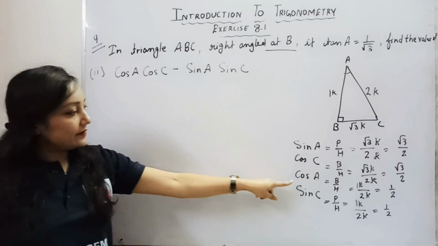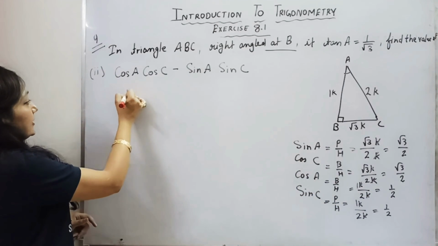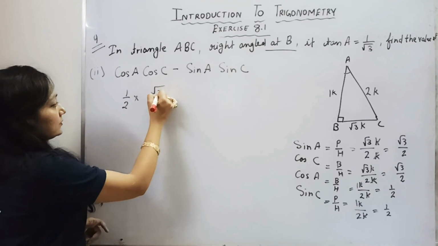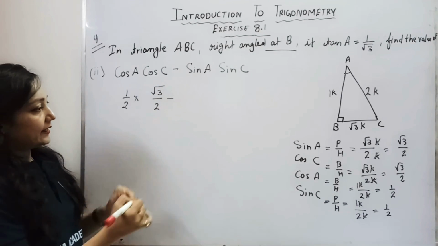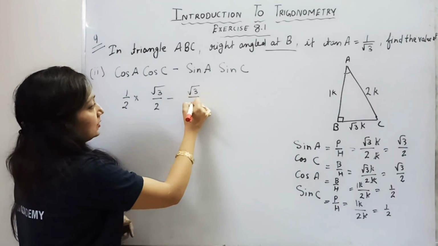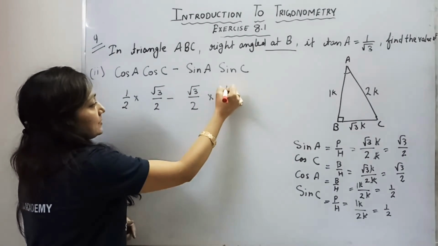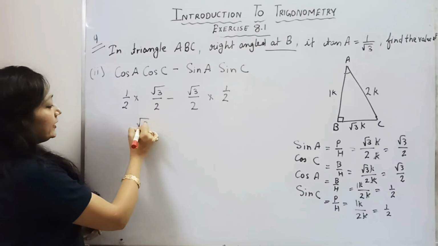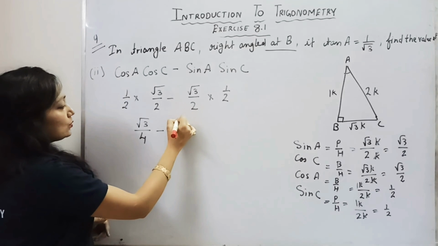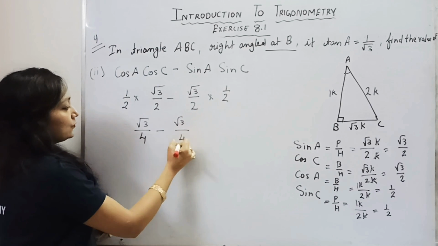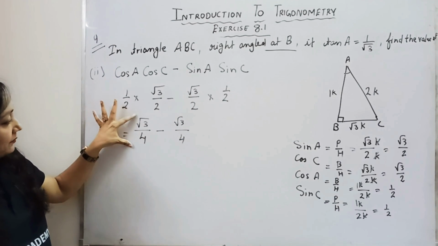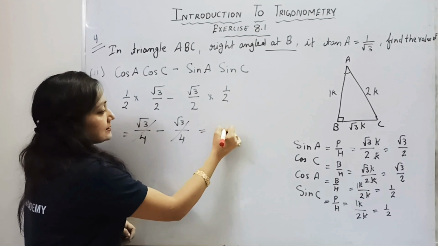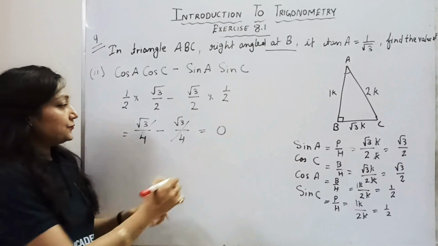Cos A, what is the value of cos A? It's 1 by 2. So write it down 1 by 2. Cos C is root 3 by 2. Sin A, root 3 by 2. And sin C is 1 by 2. Multiply root 3 by 1, it's root 3. 2 2s are 4. Here is also root 3 and 2 2s are 4. Look at here. This is a positive number, this is a negative number, so we can cut it, and the answer is 0. So 0 is the answer of the second part.